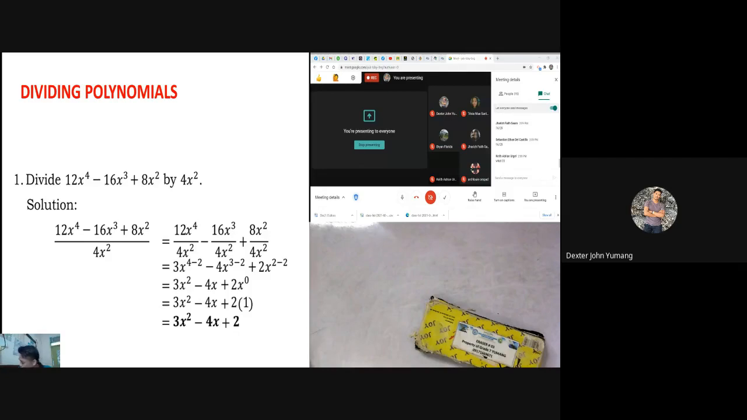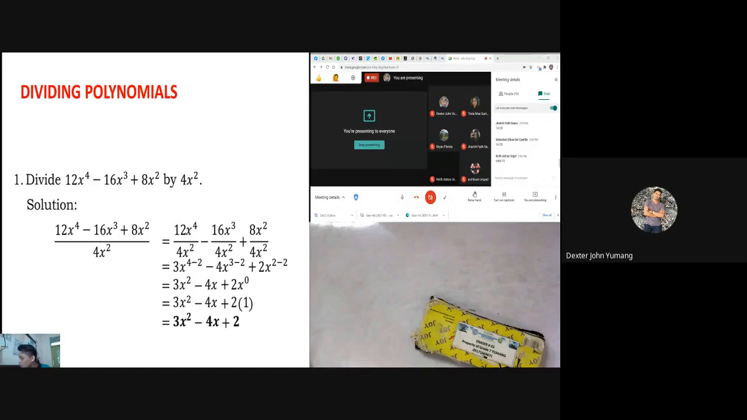Next, kapag nag-divide po kayo ng parehong numbers or parehong sign, ang sagot, positive. Like this, positive divided by positive, the answer is positive. Negative divided by negative, the answer is positive. Pero pag magkaiba naman, negative divided by positive or positive divided by negative, ang sagot naman po dyan is negative. Parang the same lang siya sa multiplication. Pag magkaiba, negative. Pero pag pareho, positive ang sagot.